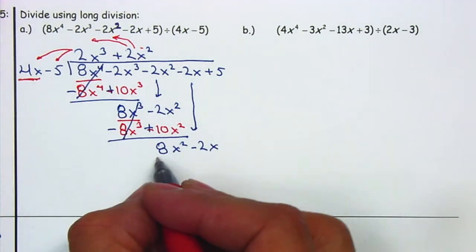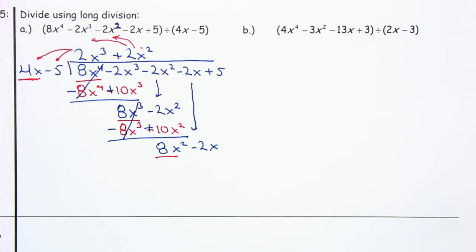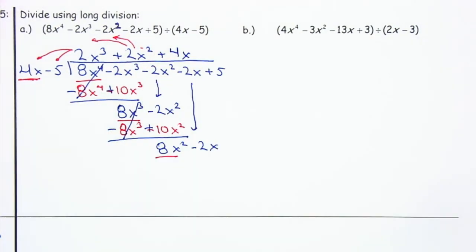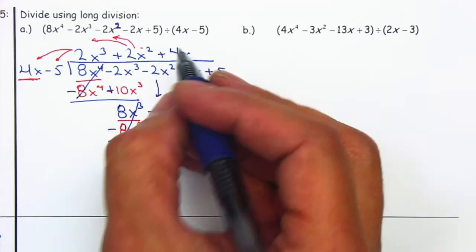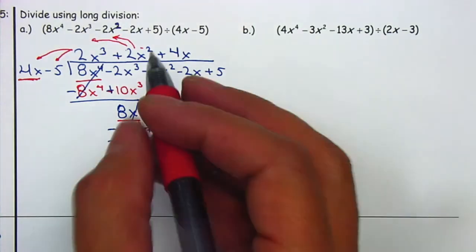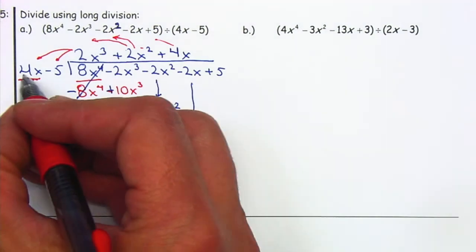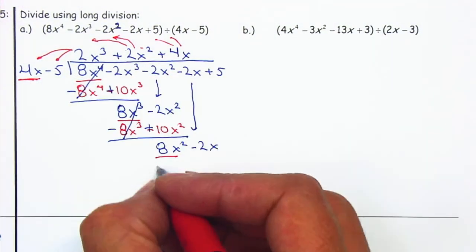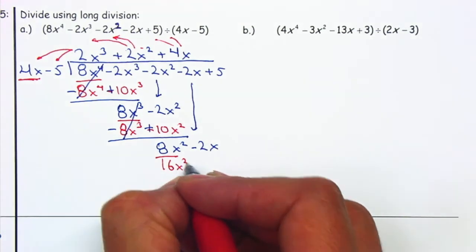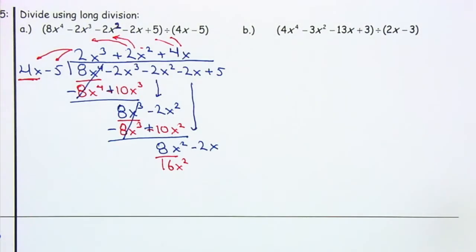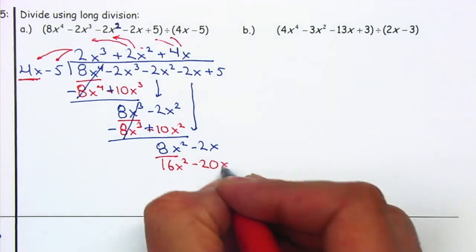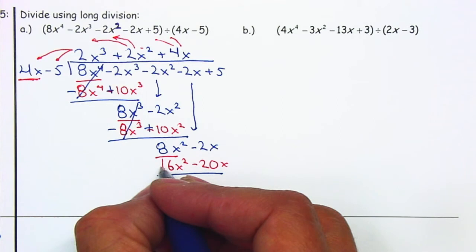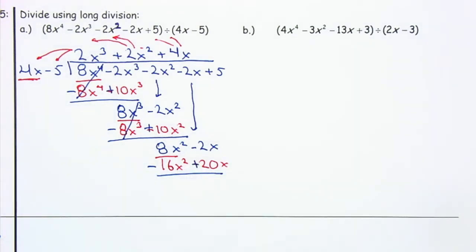What do I need to multiply 4x to get 8x squared? Will be positive 4x. Multiply 4x times 4x and 4x times negative 5. So 4x times 4x will give me 16x squared. 4x times negative 5 will give me negative 20x. Draw the line, change the sign. This becomes a negative, this becomes the opposite, positive.